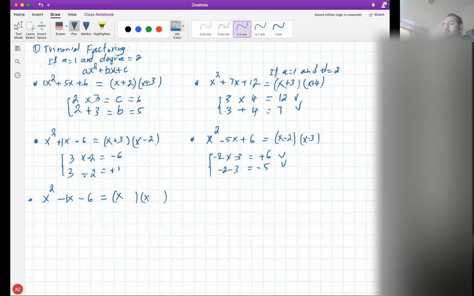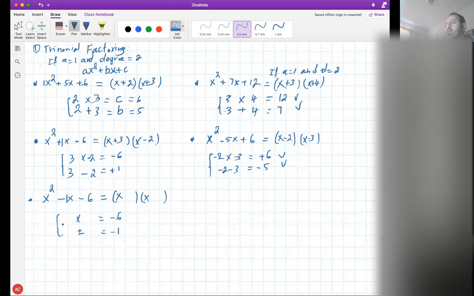A lot different than this. It's based on this, but not exactly the same. As you can see here, we're looking for -6 and +1. Here we're looking for -6 and -1. So what numbers multiply to -6 and add up or subtract to -1?